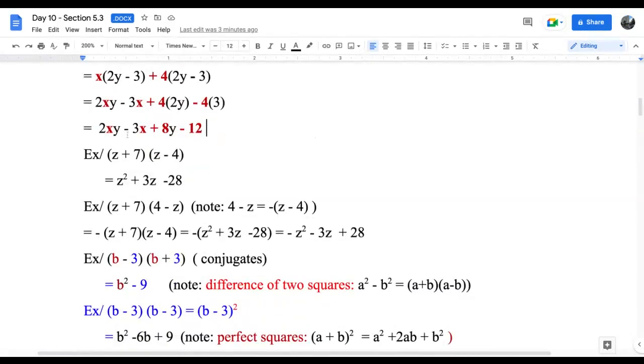Let's see this binomial: Z plus 7 times Z minus 4. What do we do? We do Z times Z, this is Z squared. We do Z times negative 4, which is negative 4Z. Maybe I split this into, so Z times Z, maybe I do one more step.